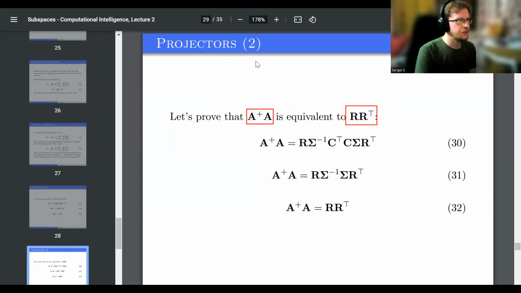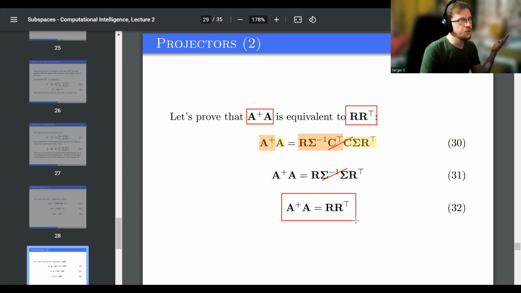We start by noticing that this is A, and A pseudo-inverse is this. Then we note that this goes away because C transpose C is identity. Sigma inverse sigma is identity, so it goes away. What we're left with is A pseudo-inverse A equal to R transpose. It's very nice. It's one of those cases when the proof is very satisfying to look at. It's kind of like Tetris. They go away one by one. All right, good. Any questions about it?